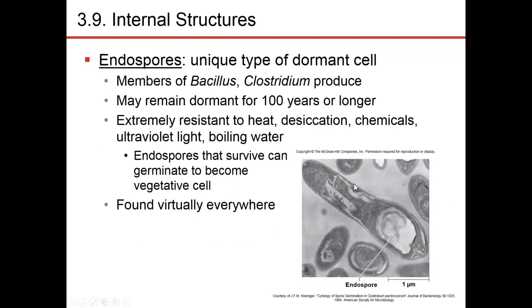The last thing that we'll talk about then are endospores. Endospores are a type of dormant cell that can persist in an environment for hundreds of years. They just stay there. It's like they're in a deep slumber. And when environmental conditions become favorable, the endospores can germinate. Endospores can be found anywhere. They can be found in your laboratory. They can be found in dirt. They can be found all over.